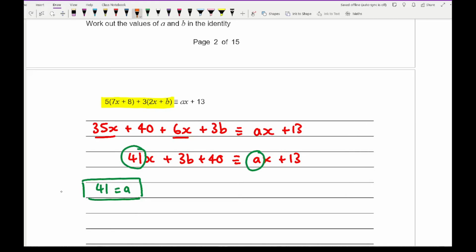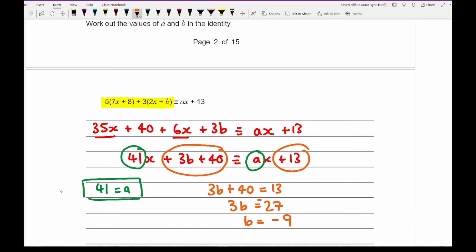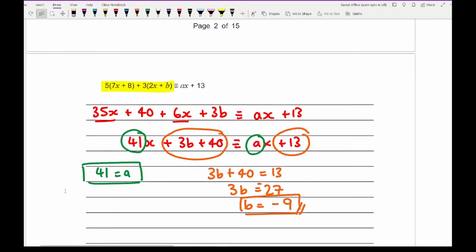Now for the constants, that's everything that hasn't got an x. So on the left hand side it's going to be all of this, and on the right hand side it's going to be that. So 3b plus 40 equals 13. Take the 40 over to the other side, so I end up with 3b equal to minus 27, and so b equals minus 9, and there are my values of a and b.